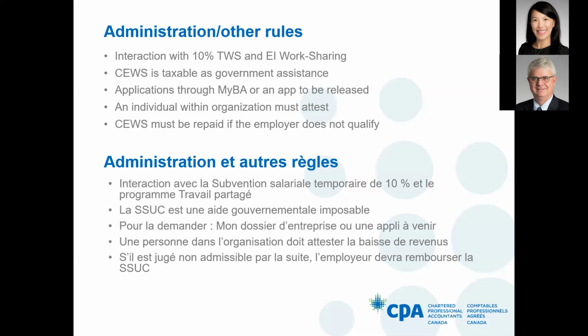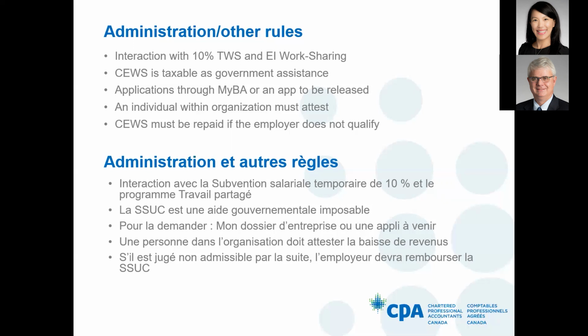Another issue to consider is if the organization doesn't qualify, maybe it's perhaps that the calculations on revisiting them were off or there was an issue, they will have to repay the subsidy to the extent that they don't qualify. And applications will be taken through My Business Account and also an app that they're working on as well. There's a few other administrative things that I'll mention quickly as well. The applications do have to be made before October 2020.